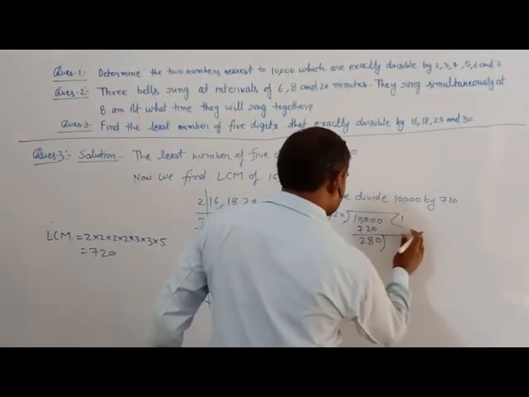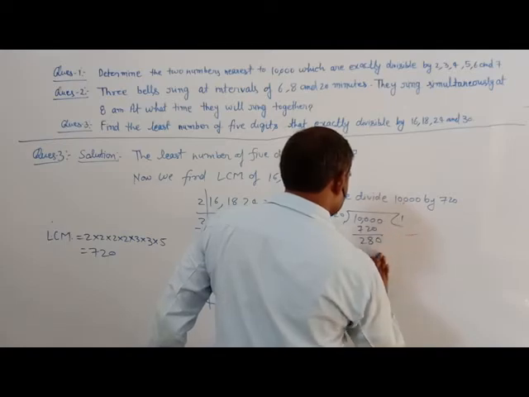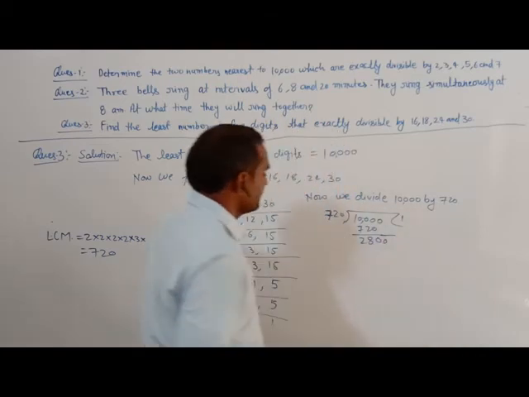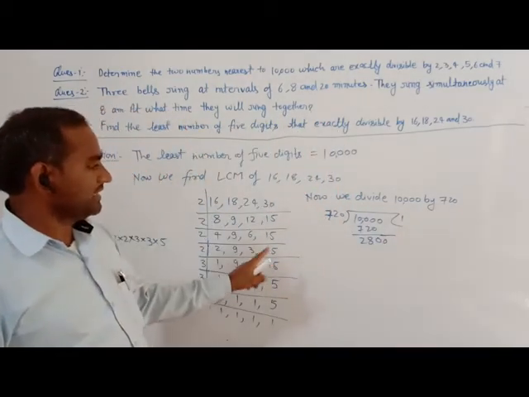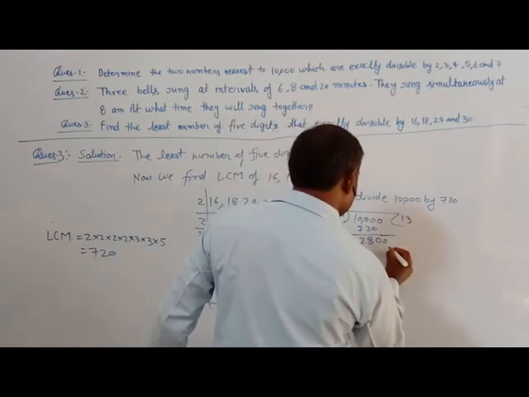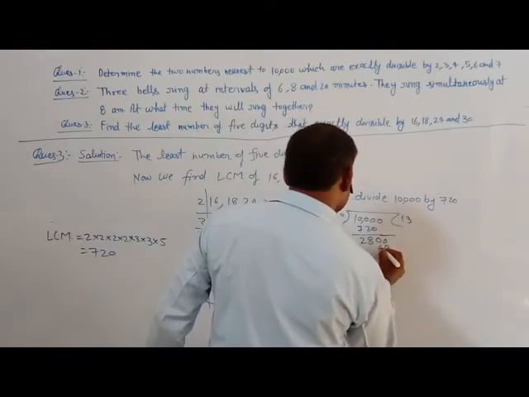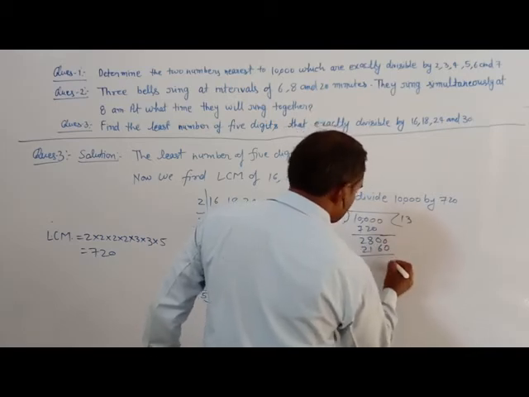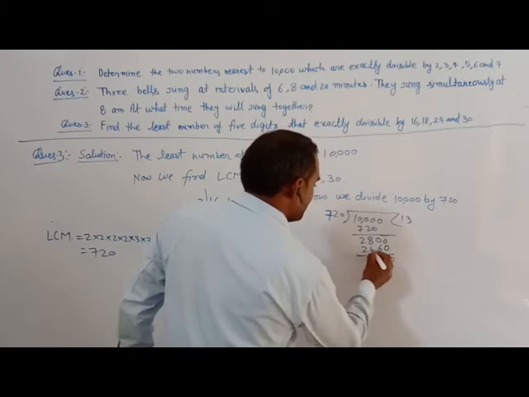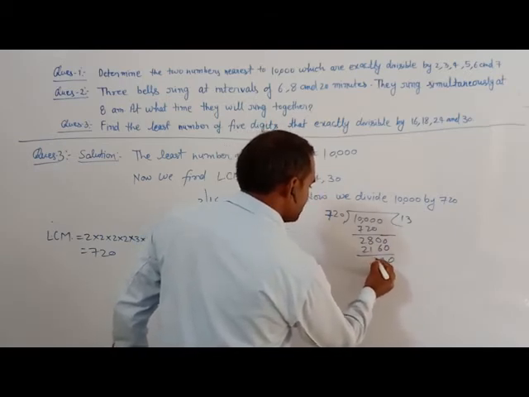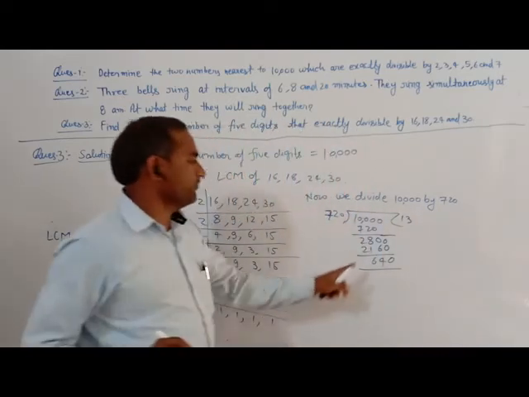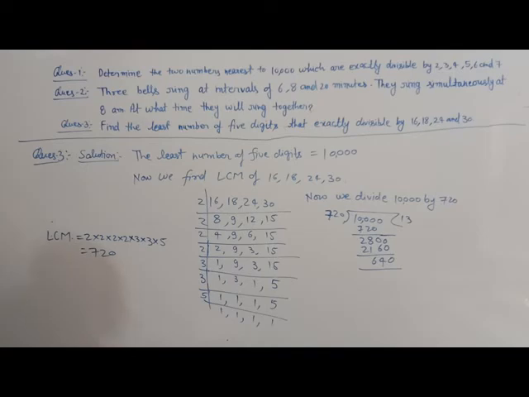Now we divide further. We take 10, and 7 times 4 is 28. Carrying on with the subtraction, the remainder is 640.